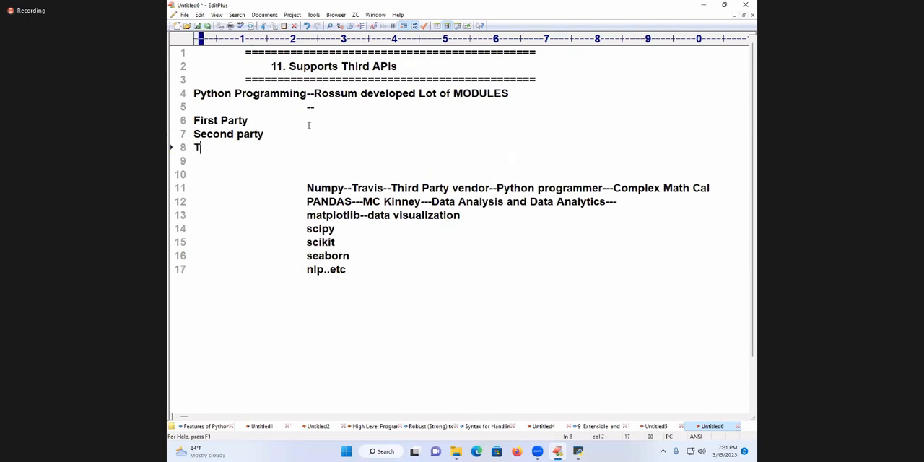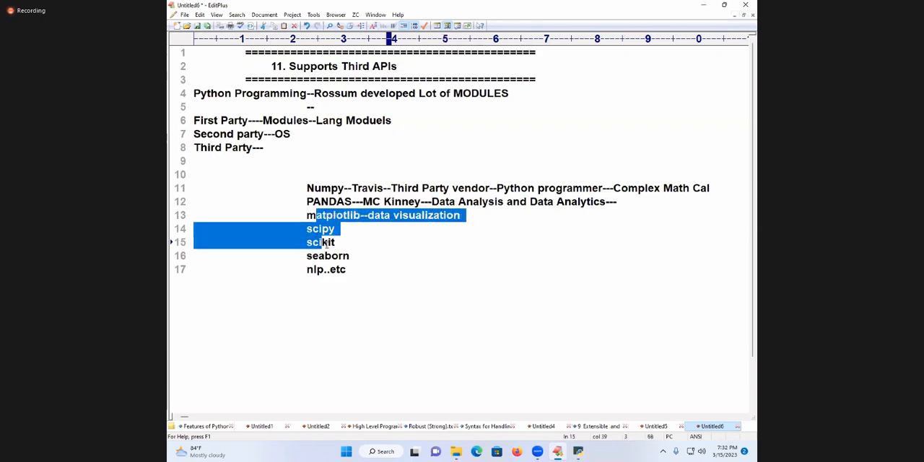Almost you understand that. And third party here, I am going to say. First party libraries, first party modules are always what? Language modules. All Python modules are called first party modules. Second party modules are what? Underlying OS libraries are called second party. And the third party modules are what? Modules like McKinney's, data visualization tools, all those things are third party. My Jupyter notebook, IDEs, database software, they are all called third party. Did you understand?